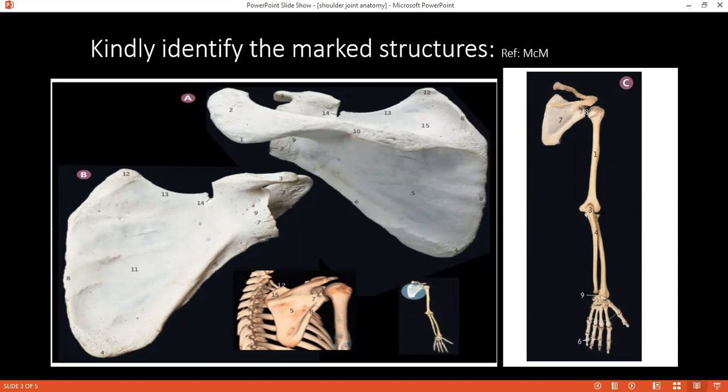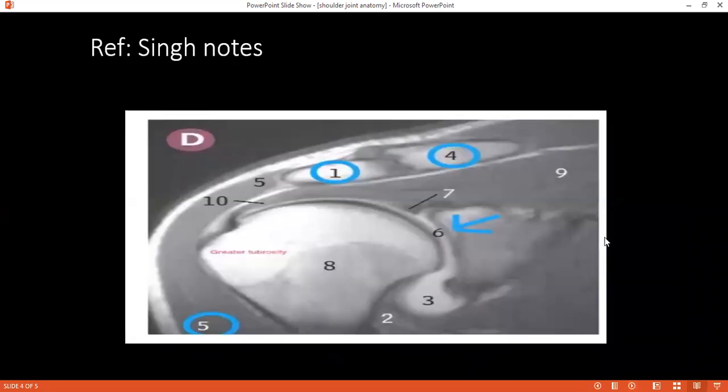The triangular space is bounded superiorly by teres minor, inferiorly by teres major, and laterally by the long head of triceps.